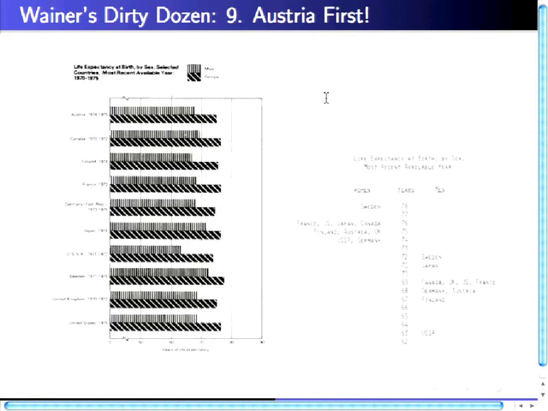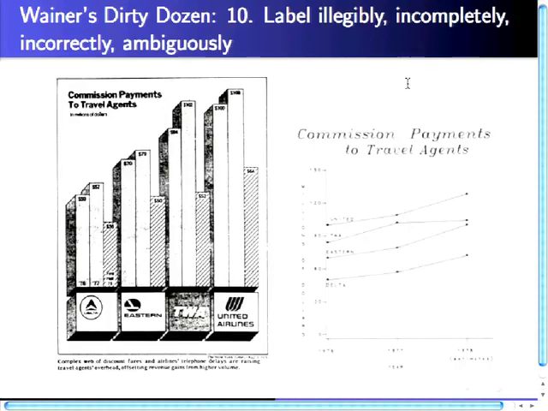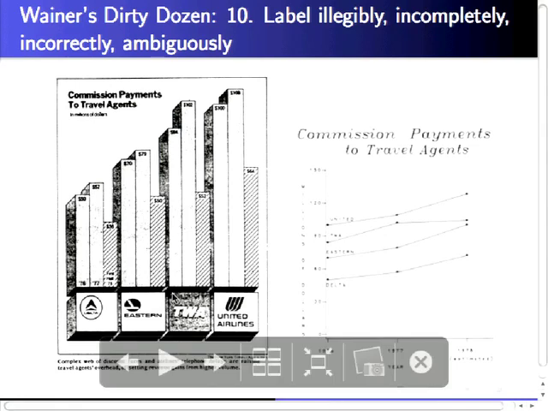Number 10, label illegibly, incompletely, incorrectly, and ambiguously. So again, we've got these three-dimensional bar charts, which are totally unnecessary. We also have these logos from the different airlines. But what you probably can't see from where you are is that, in fact, the data, it looks like there's commission of the payments to the travel agencies has dropped precipitously from 1977 to 1978. That's the third to the second.